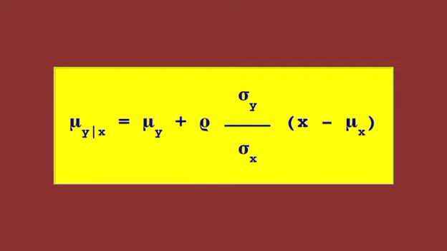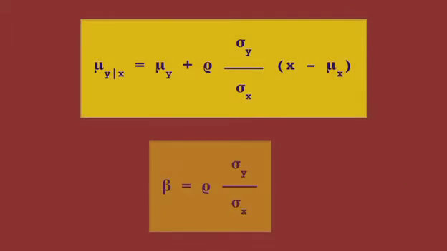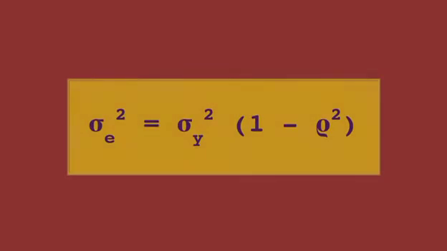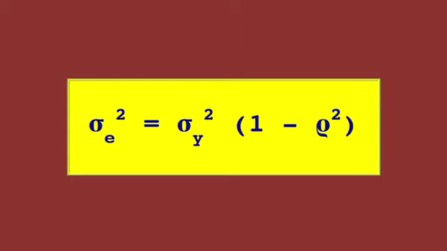This equation expresses the linear dependence between x and y. The slope of the regression line is. The conditional normal distribution has the following variance. The correlation coefficient rho is the fraction of the original variance explained or removed by the regression. For rho equal 1, all the variance is removed. For rho equals 0, all the variance remains.